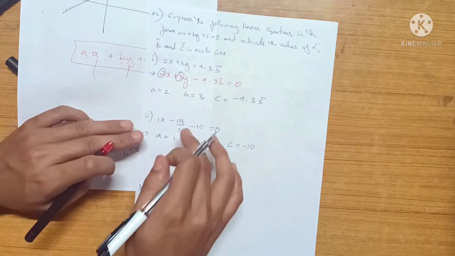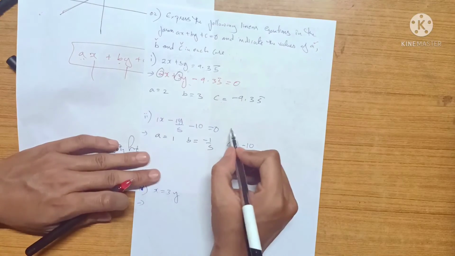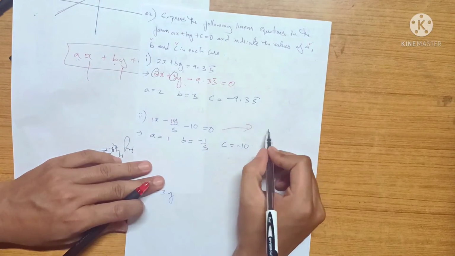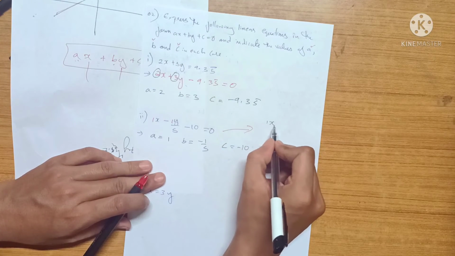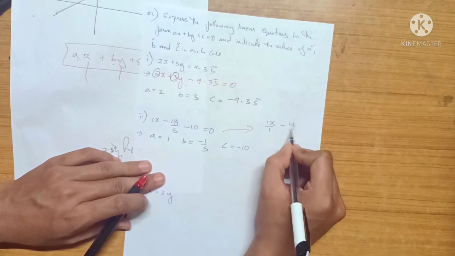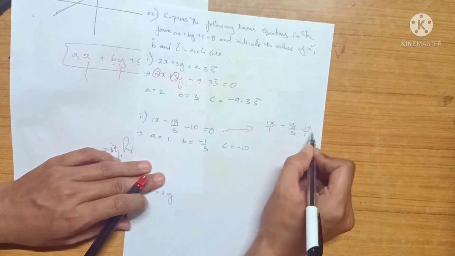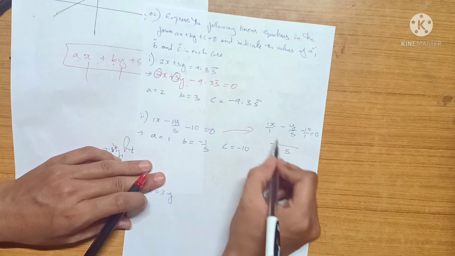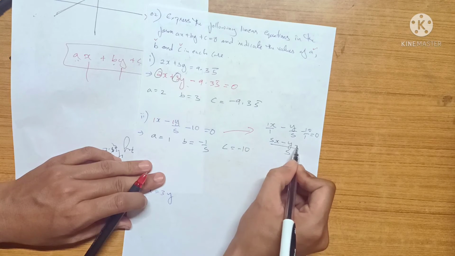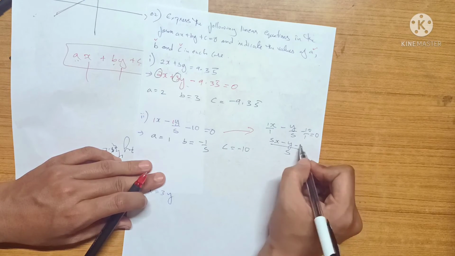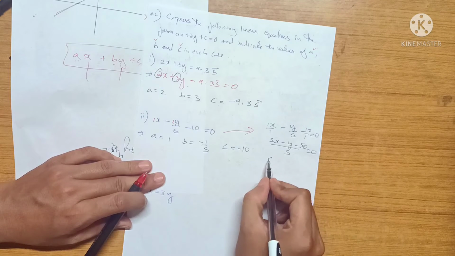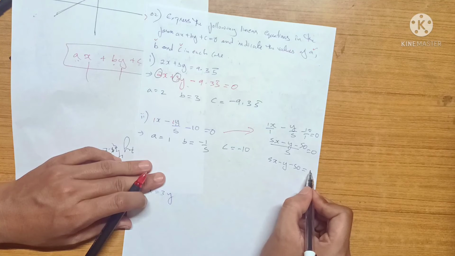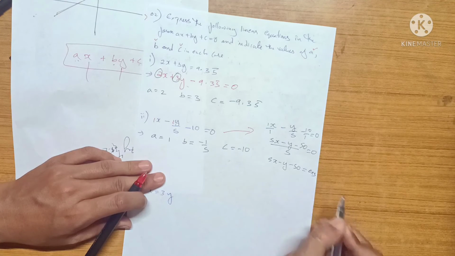So there's another possible answer, which is this same equation. We can take LCM. So x by 1 minus y by 5 minus 10 by 1 equal to 0. We can take LCM here. If I take LCM, 5 goes up, so 5x minus y minus, this is 10, so 5 tens are 50, equal to 0. 5x minus y minus 50 equal to 5 into 0, which is 0.